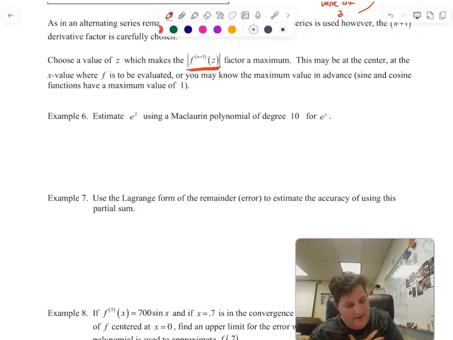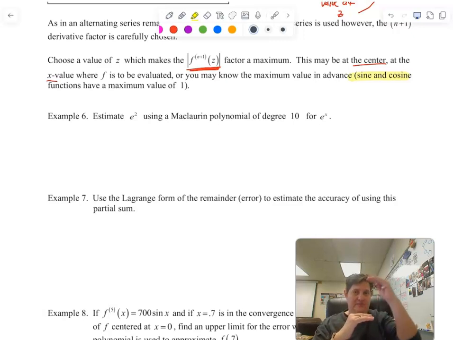So it says it right here. Maybe at the center, it may be at x, or it may be somewhere in between. Every once in a while, actually more often than not, they'll give you something like sine and cosine, because we know sine and cosine have a maximum of 1, and so we use that, okay?